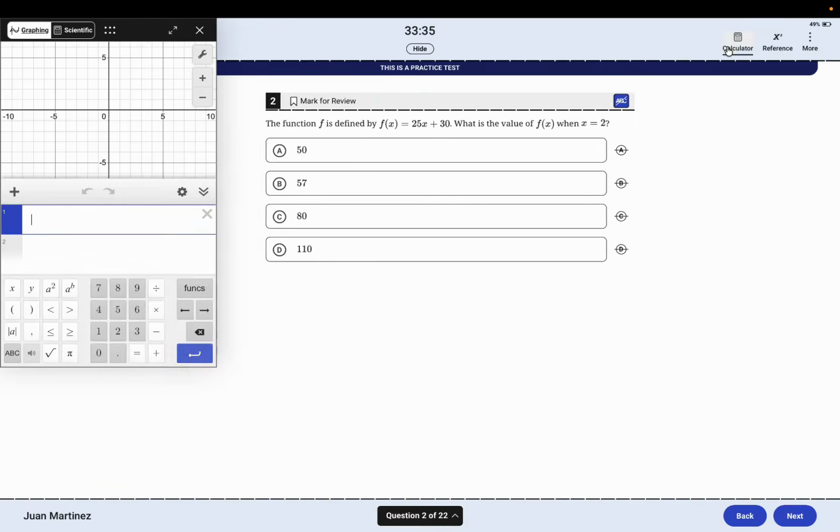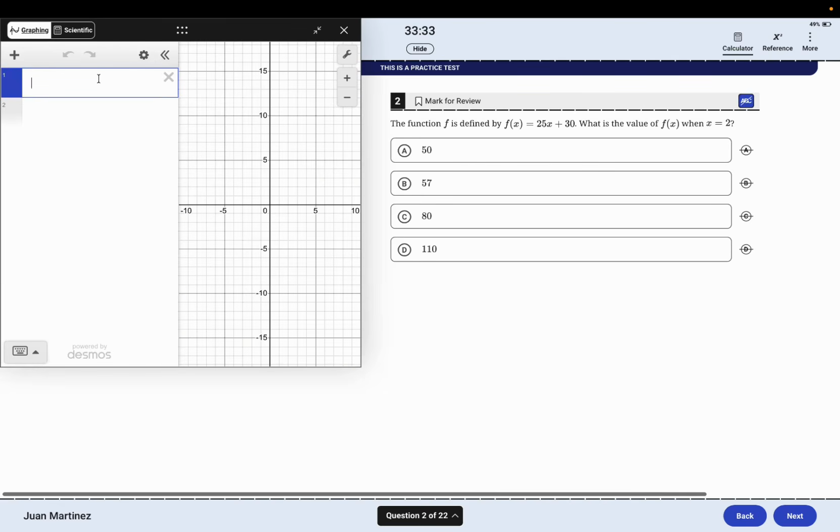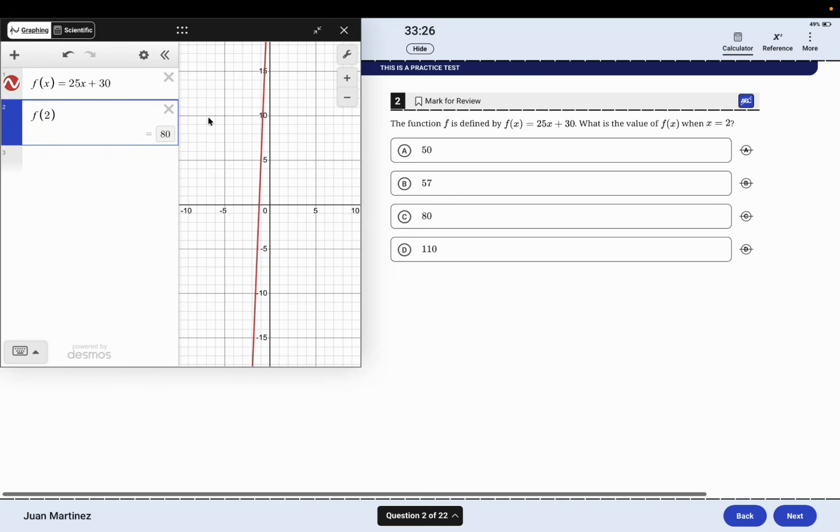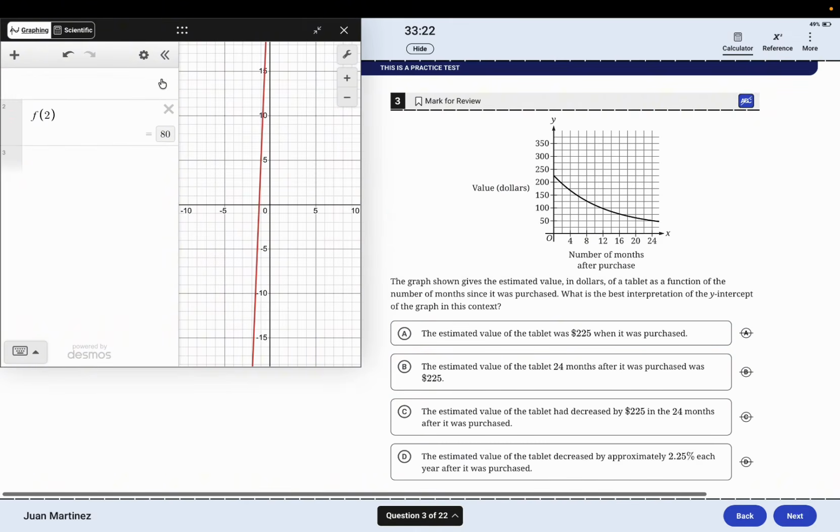This one we can use Desmos. Plus 30. And just F of 2. So, yeah. So we got 80 there.